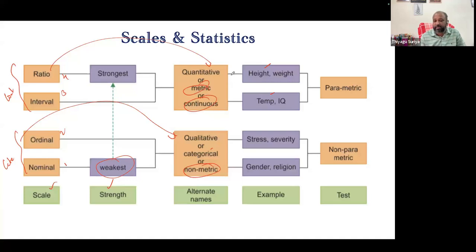When you're using ratio and interval data, we can go with parametric. That is the data type I'm talking about, the second condition of parametric versus non-parametric. If your data type is continuous in nature, go with parametric. If the data type is categorical in nature, go with non-parametric. So these are the things I just discussed.